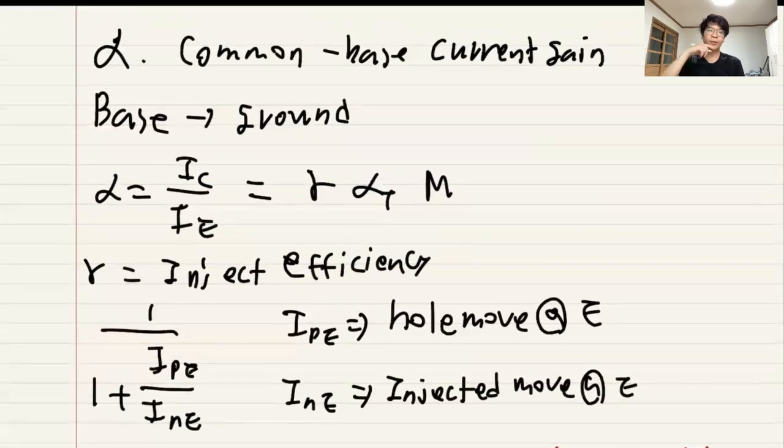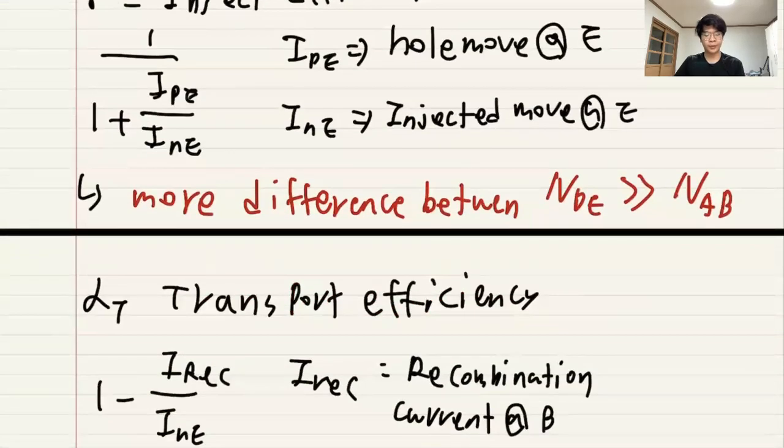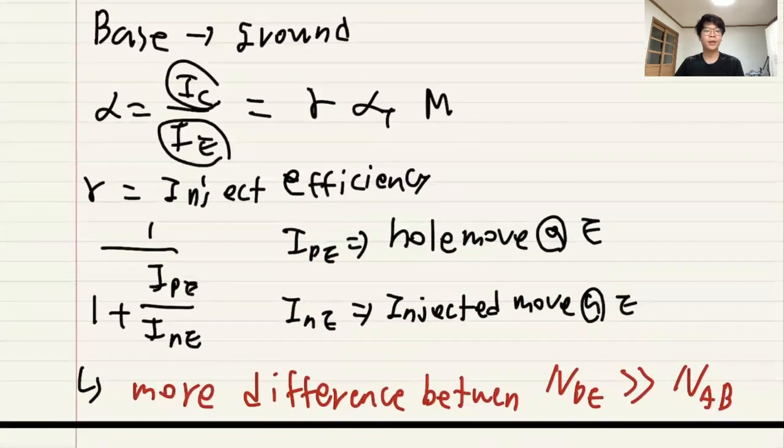And a significant parameter of a BJT is alpha, which means common base current gain. Common means that we ground the base. So alpha can be expressed as a ratio between input and output. Here, the input is the emitter current and the output is the collector current. Alpha consists of gamma, the injection efficiency, alpha T, the transport efficiency, and M, the collection efficiency.